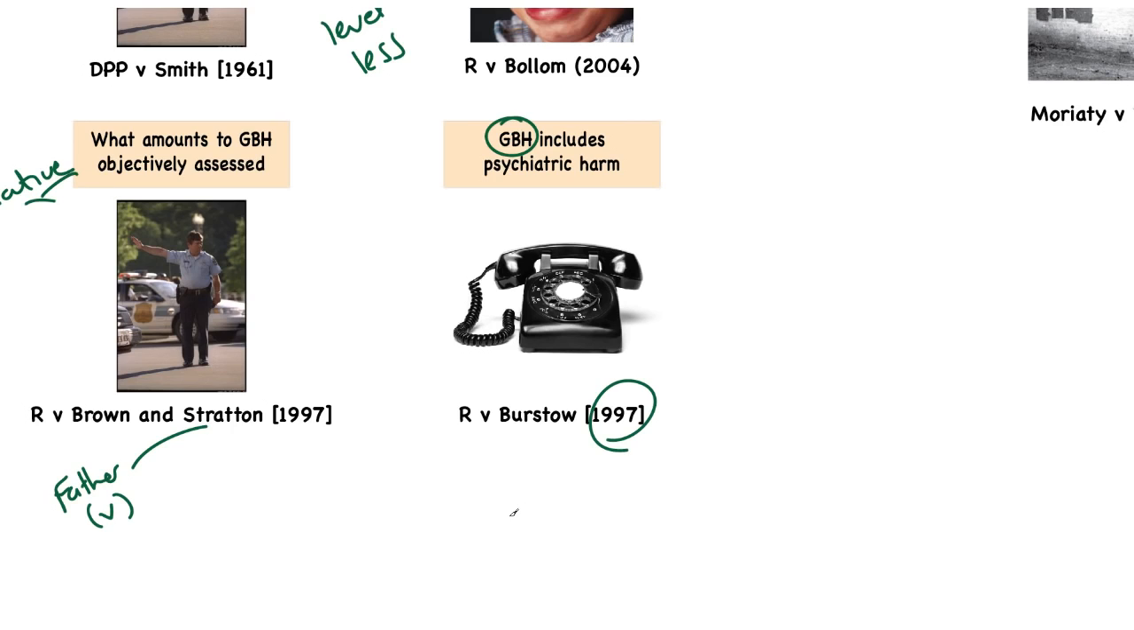The court decides that that level of psychiatric harm can amount to GBH. You'll remember that Ireland says the very same thing for ABH, but in this case, Burstow says it can be GBH.